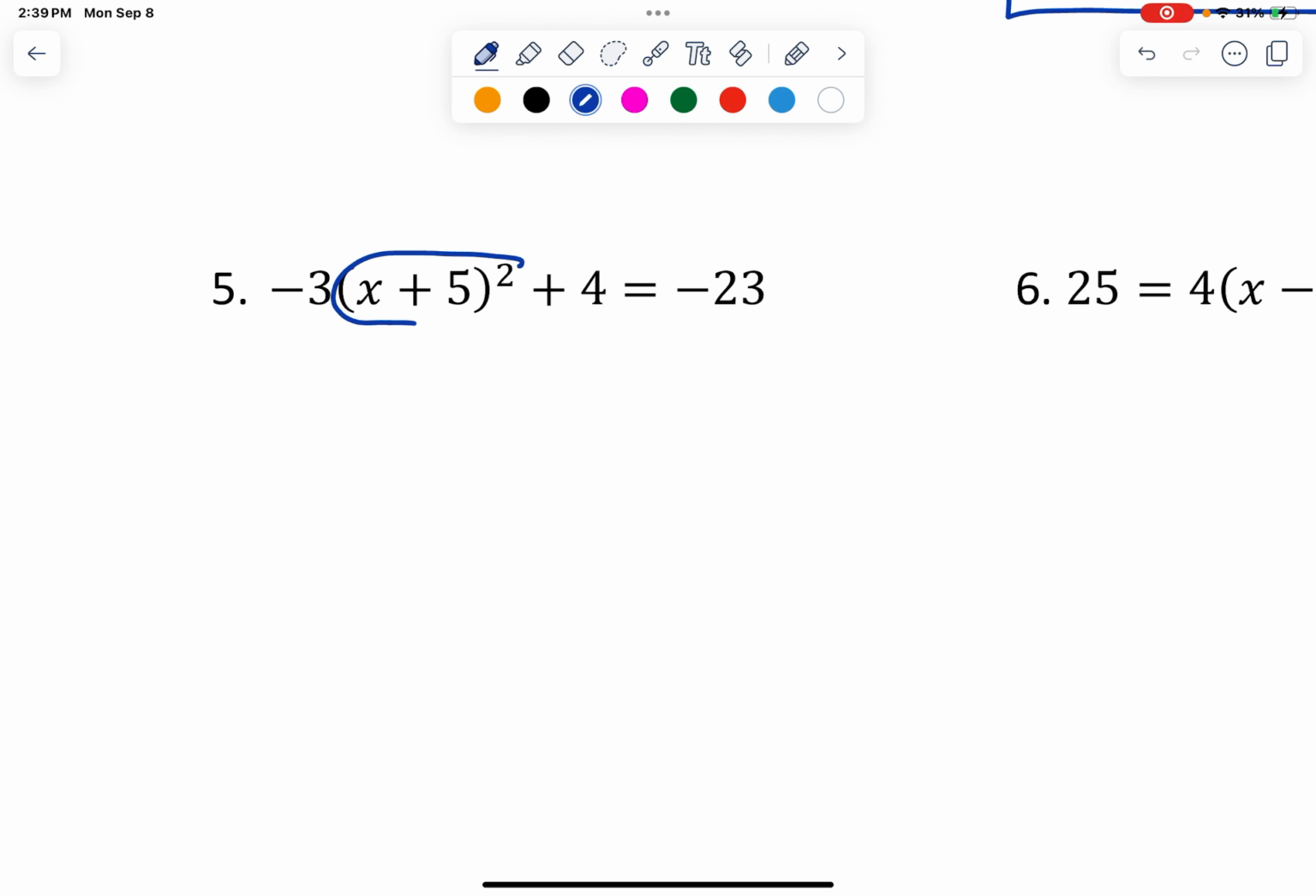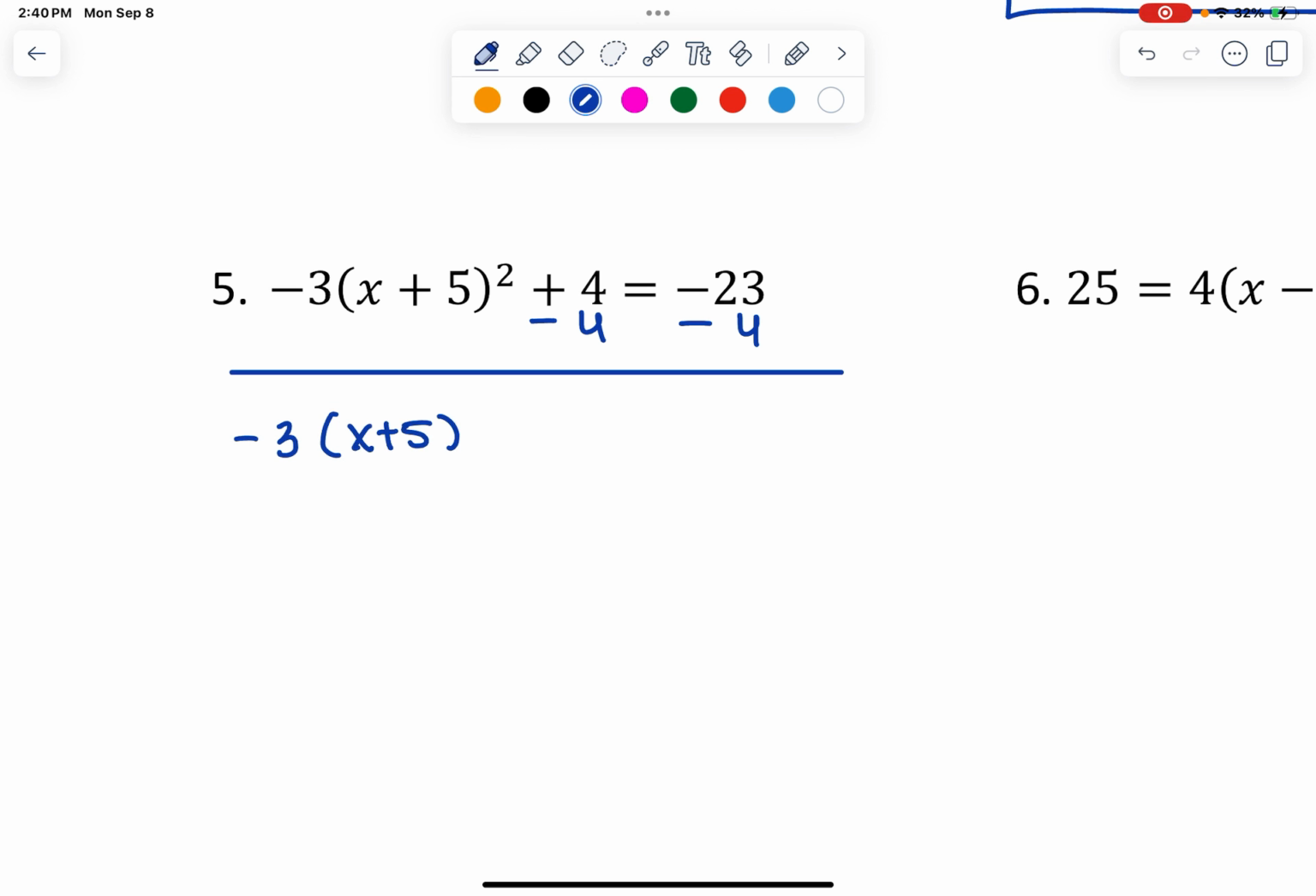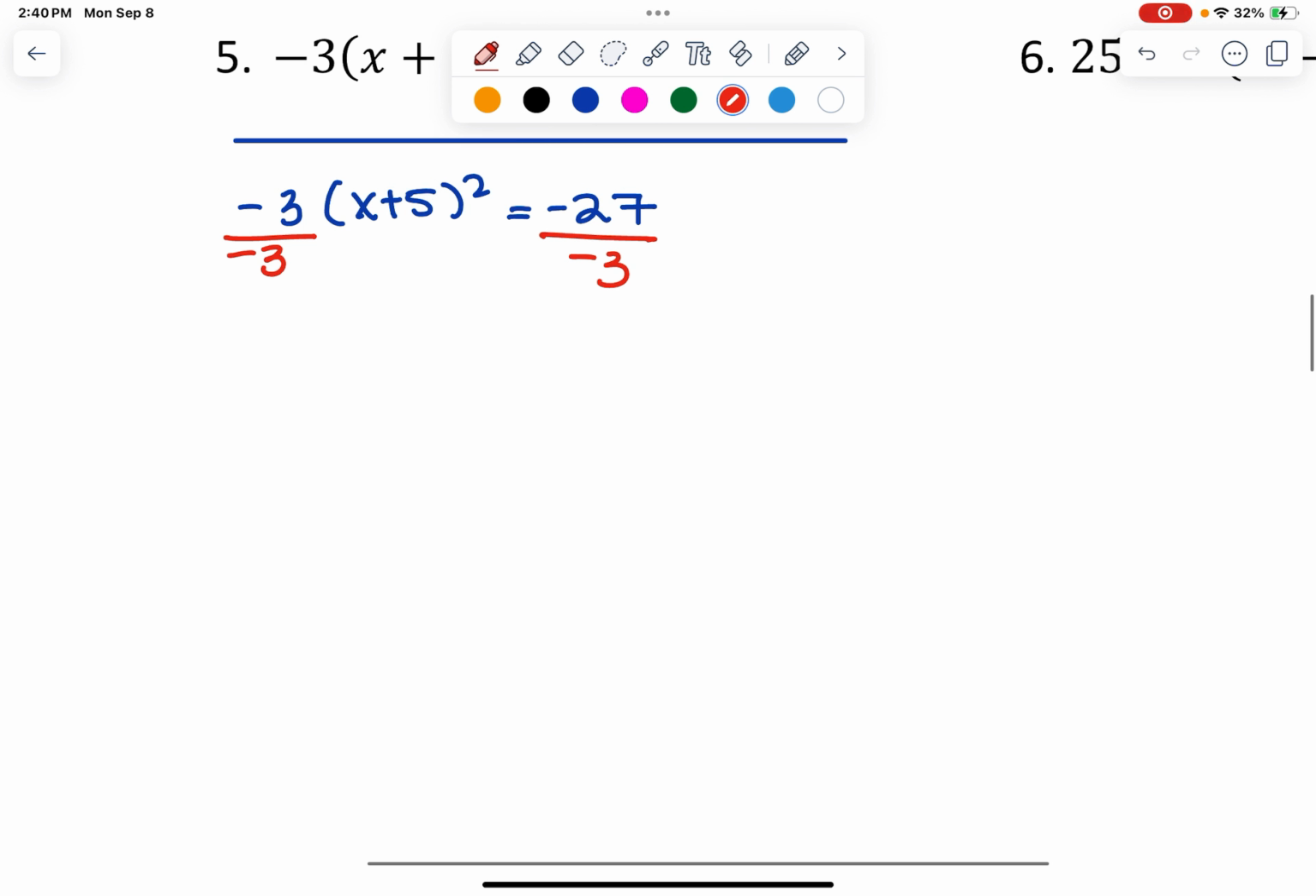All right, this one does not have an x squared and an x, so I'm going to solve it by square rooting, but I have to get this by itself first. So I'm going to subtract 4 from both sides, and I'm going to divide by negative 3. So first, subtract 4 from both sides. Negative 3 times the quantity x plus 5 squared equals negative 27. Divide both sides by negative 3. I have x plus 5 quantity squared is equal to 9.